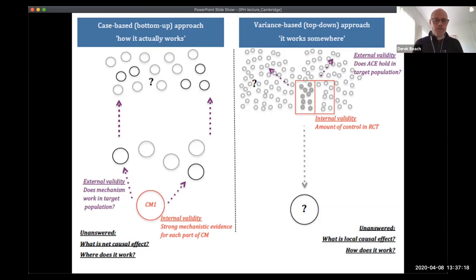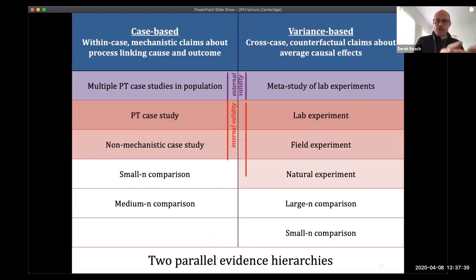The unanswered questions in process tracing are about net causal effects. It does not enable you to figure out, is this the only cause, or what is the actual causal effect between X and Y, or where does it work? The internal or external validity question is typically difficult there. Just to put up from the case-based, so our ability to make strong causal inferences, process tracing would be the gold standard for a case-based way of thinking about how does it work and those kinds of inferences.